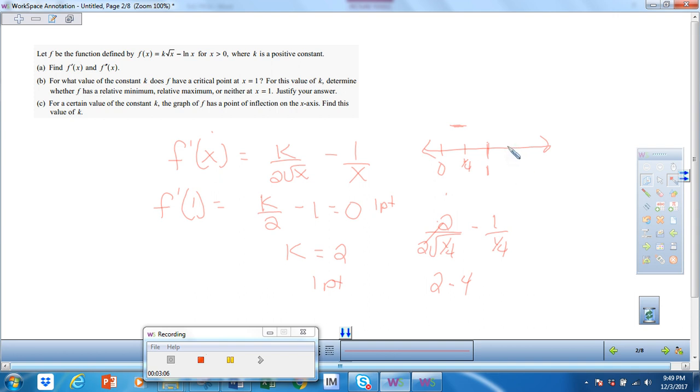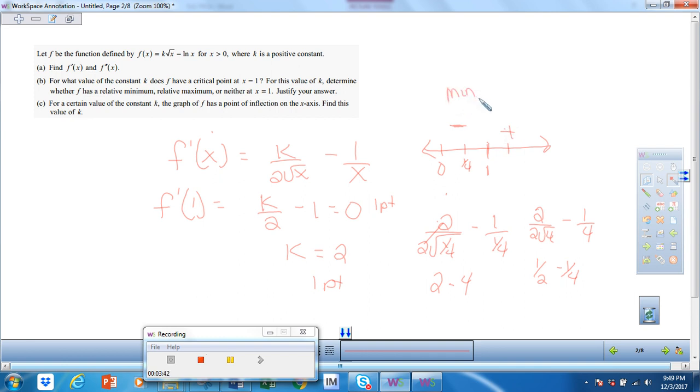Then if I take a number greater than 1, let's say 4, I get 2 over 2 times the square root of 4 minus 1/4. So 2 times the square root of 4 is 4. So this is 2 over 4, which is 1/2. 1/2 minus 1/4 is going to be positive. And so because the derivative changed from negative to positive, it's going to be a minimum.